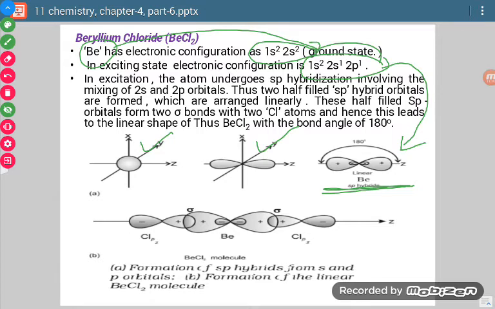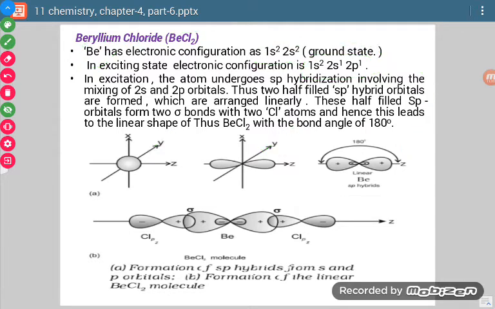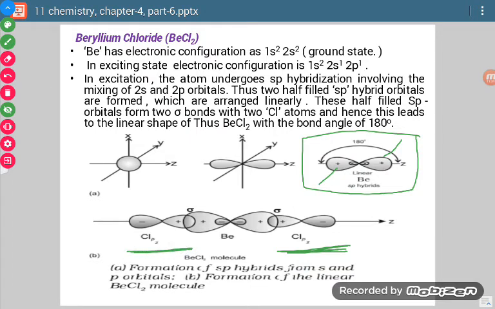Okay, now this is beryllium atom. This thing is representing beryllium atom, which has undergone sp hybridization. Now these two loops are available this way and this way, with 1 electron each for bond formation. Now what happens? The pz orbital of Cl, which contains 1 electron, undergoes head-on collision with these two loops of beryllium, and then there is formation of sigma bond.